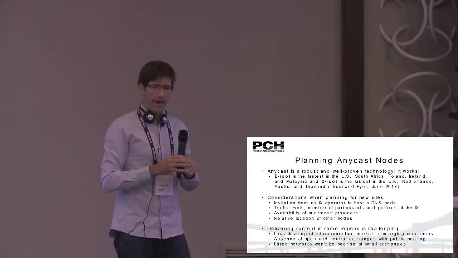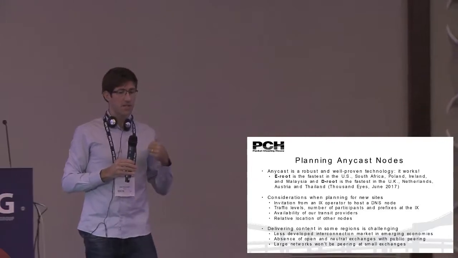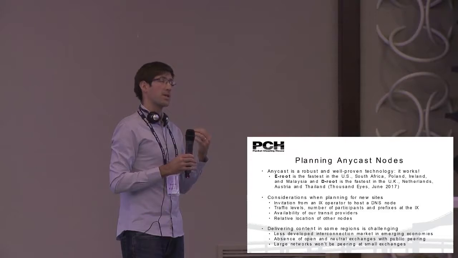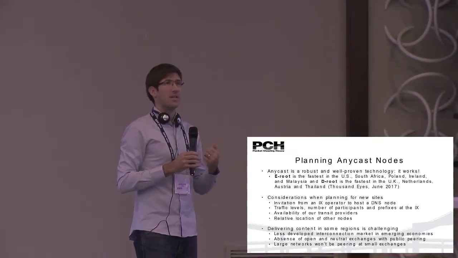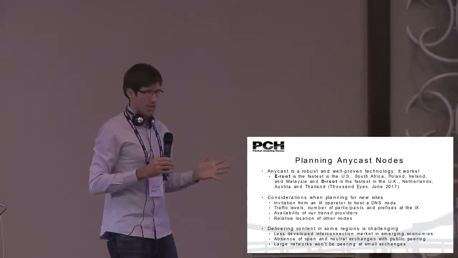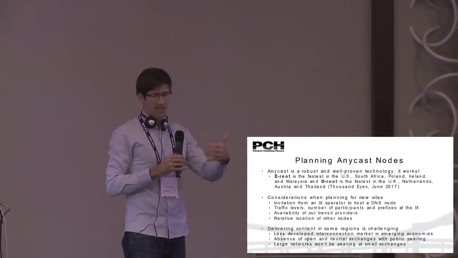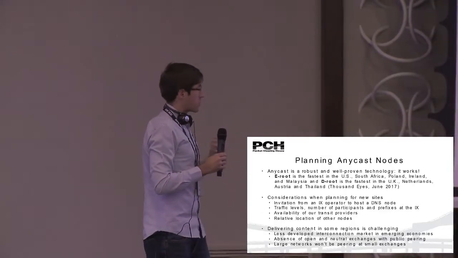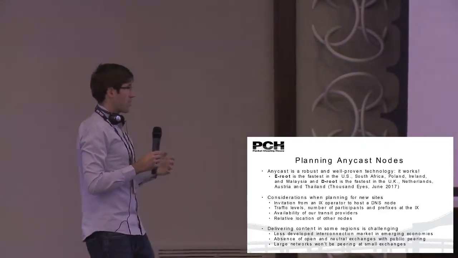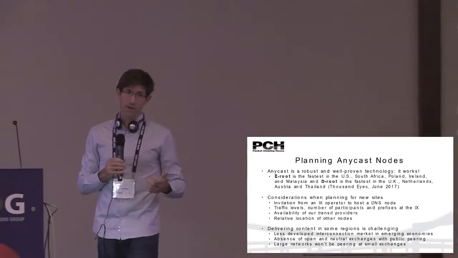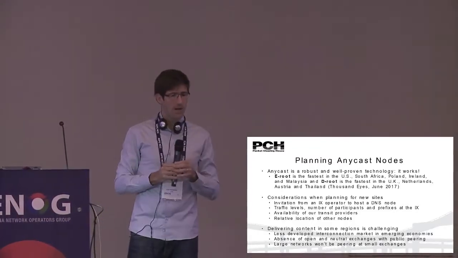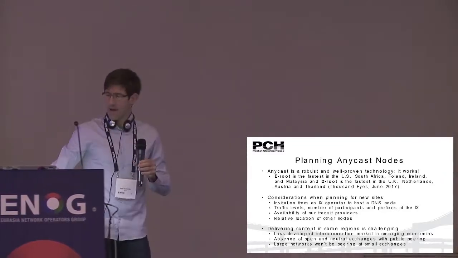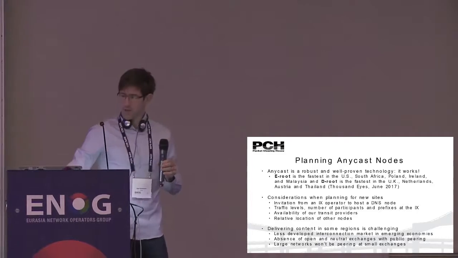And as I said, delivering content in some regions can be challenging. Less developed interconnection markets in emerging economies mean you have fewer options for how you can deliver that traffic. There are some locations or countries where there's an absence of open and neutral exchanges where you can do public peering, and this is a problem. And as I said, large networks won't be peering at small exchanges, so you end up having the same global nodes.